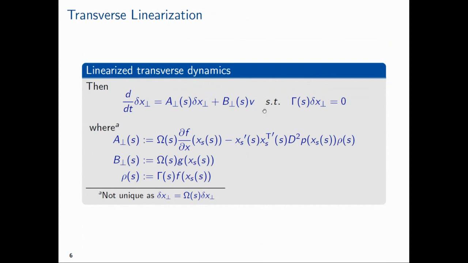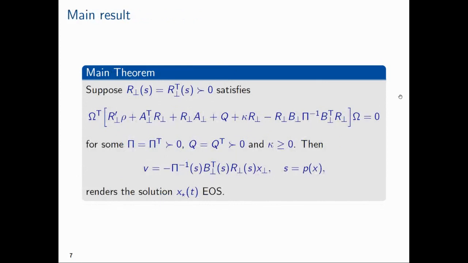That is, even regardless of what the control input v is, it will always have a solution in the direction of the flow of the normal solution. Hence, we have to include this transversality condition in the linearized transverse dynamics. So in order to stabilize this system, the main result of this paper is to show how to do this by including this transversality condition.